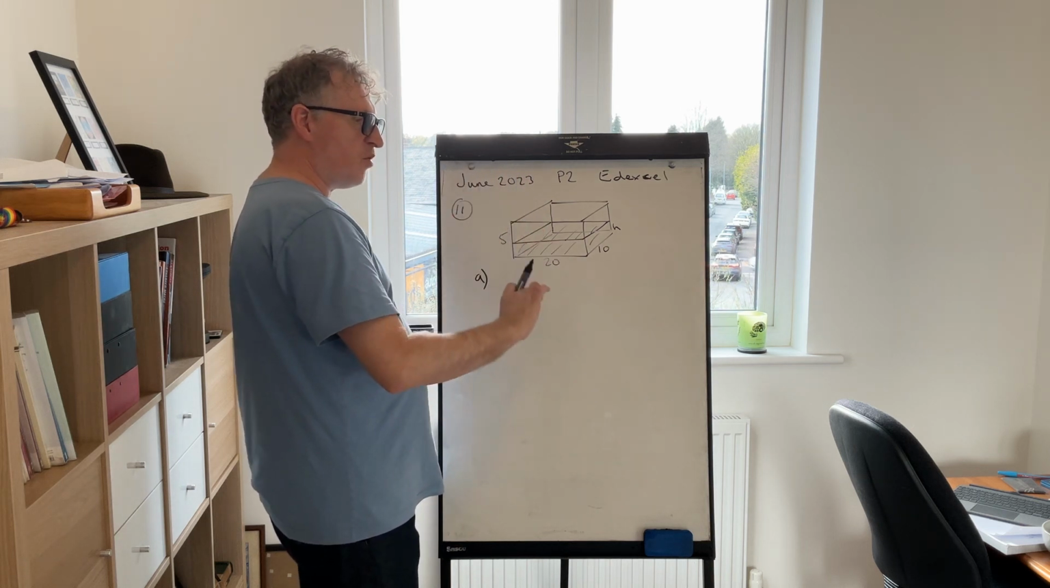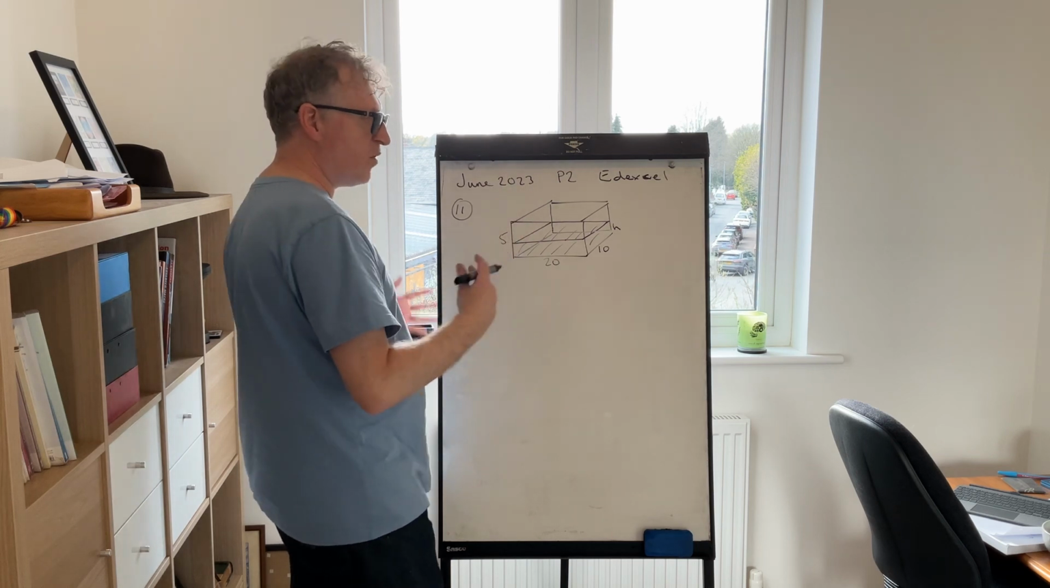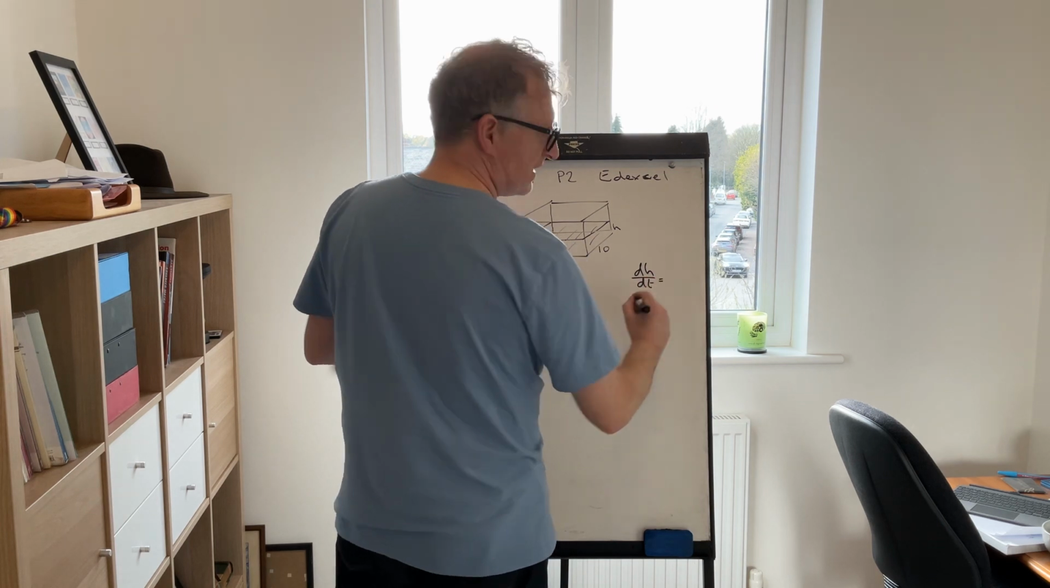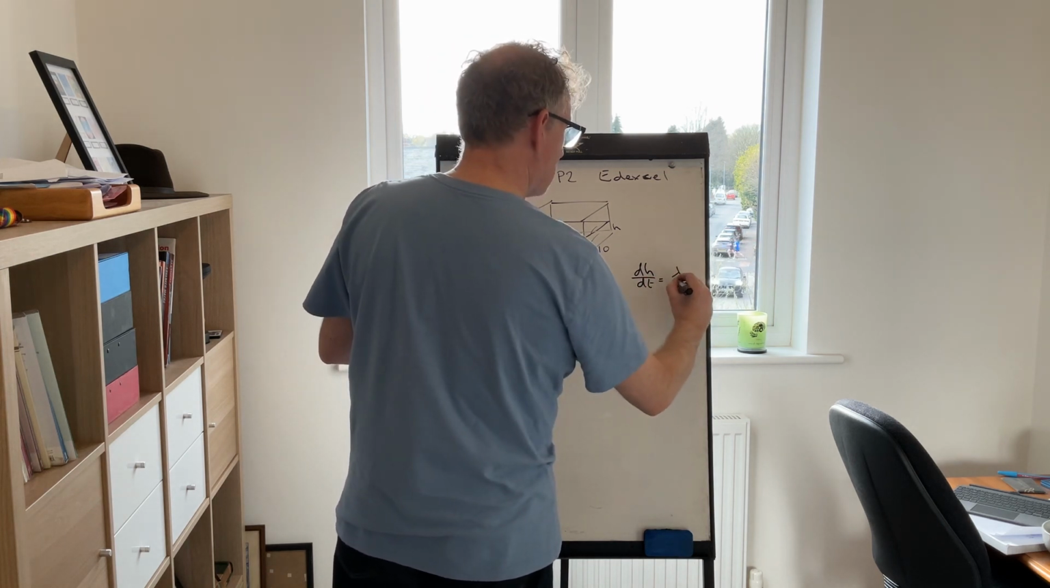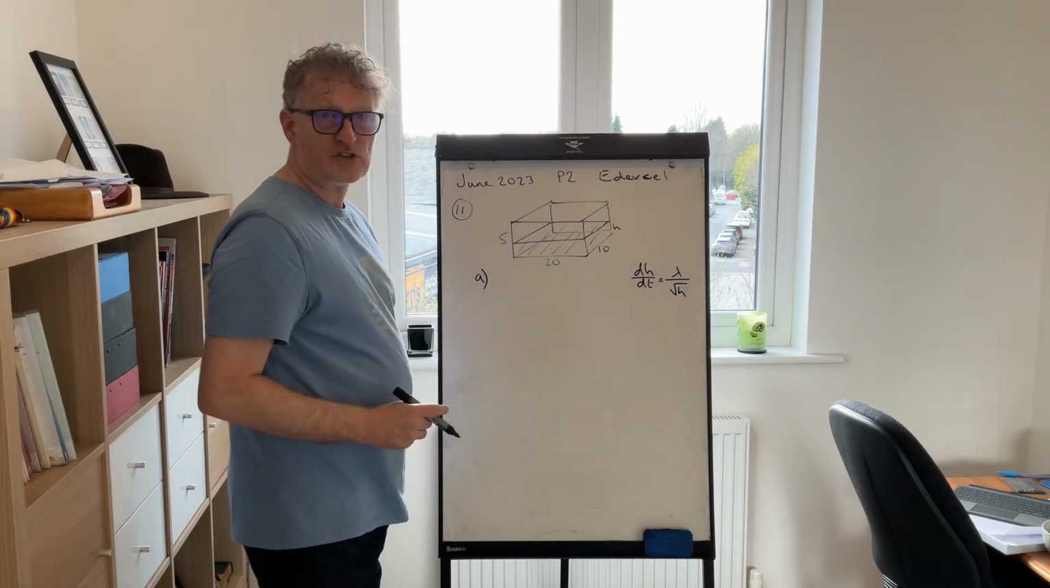Okay, so we can ignore that, and then it says the rate of change of V is inversely proportional to the square root of H. I'll come back to that sentence in a second. And what we need to do is show that dH by dt is equal to lambda over root H, where lambda is some constant.